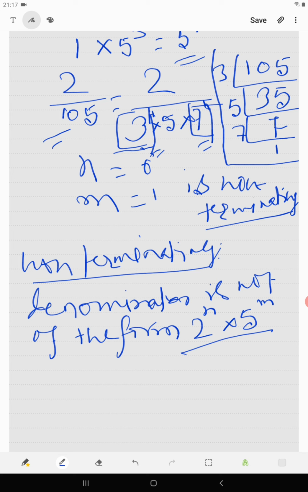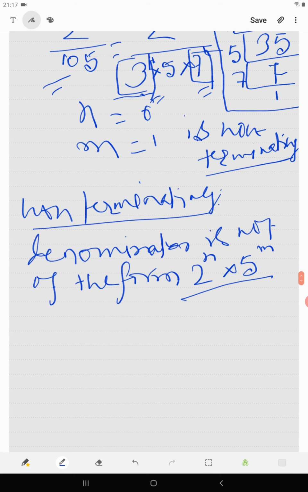Now, instead of a fraction, we can get some point numbers also, some real numbers also. So how can we convert a real number to a fraction? Take an example of 0.375. How can we convert this to a fraction? This is a very important thing.